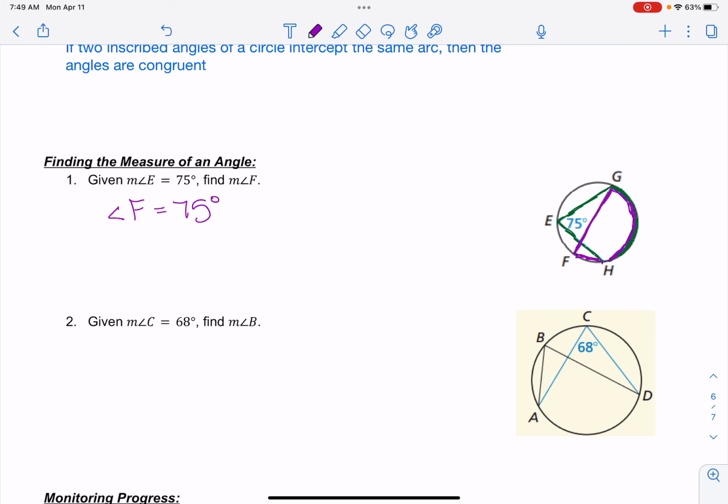And in example 2, again, kind of the same idea. So they tell us angle C is 68. Angle C goes with arc AD. And then to find the measure of angle B, notice that angle B also intercepts the same arc. So without even having to find the arc measurement, since they both intercept the same arc, we just know that angle B is also 68 degrees.